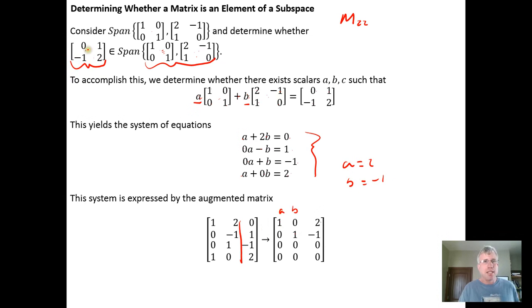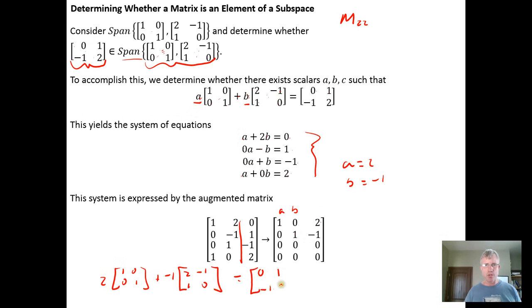So indeed this 2 by 2 matrix is a member of the span of these two matrices, where the span is just the subspace formed by them, the set of all linear combinations of these two matrices. Because 2 times [1, 0; 0, 1] plus negative 1 times the matrix [2, -1; 1, 0] generates the matrix [0, 1; -1, 2], we can conclude that this matrix is an element of the span of these two matrices.